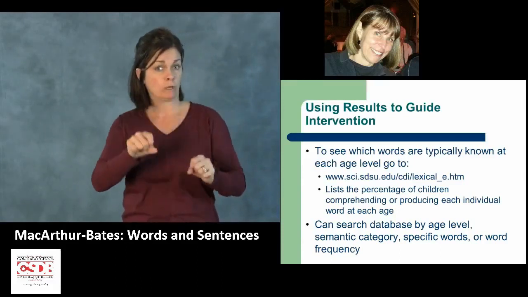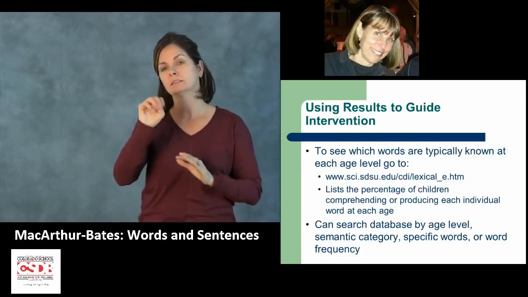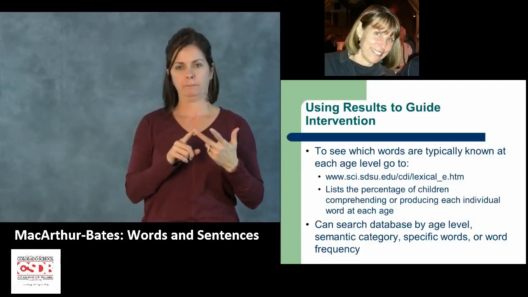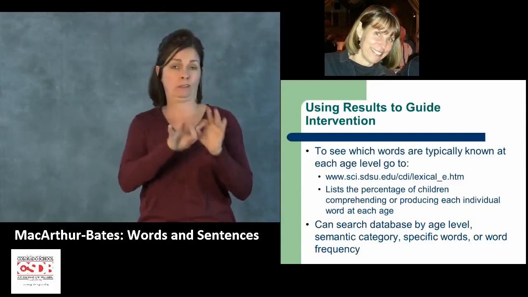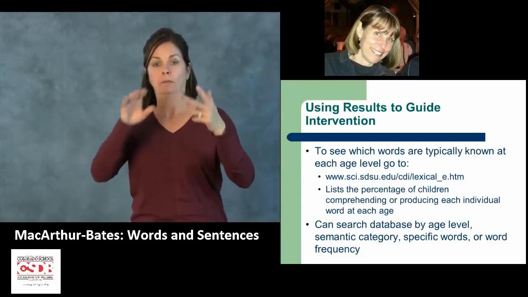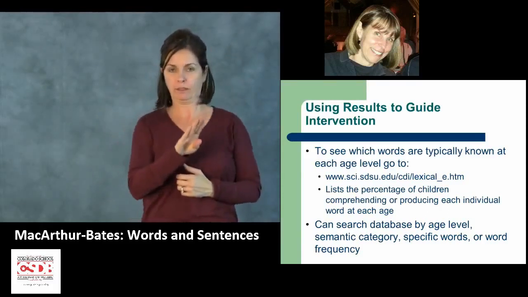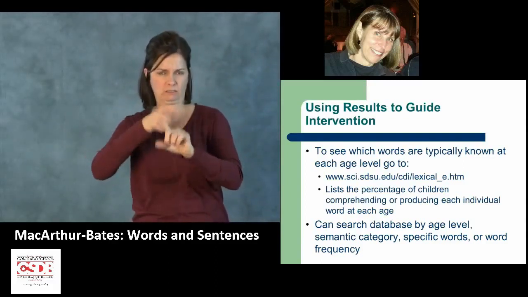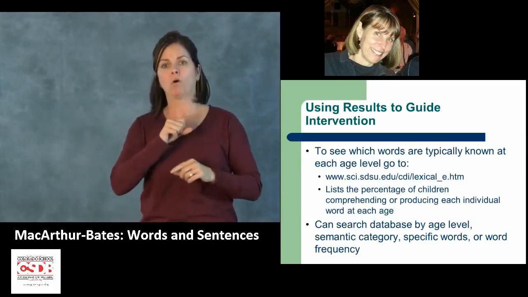At this website, you can pick an age level of a child. You can pick a particular semantic category, like let's say action words. And then when you click those databases, which is just a matter of selecting an age, selecting a semantic category, clicking go, it will bring up a table that will list all of the action words from the MacArthur and tell you the percentage of children of whatever age you clicked, let's say 24 months of age, the percentage of children at 24 months of age who can produce that given word.